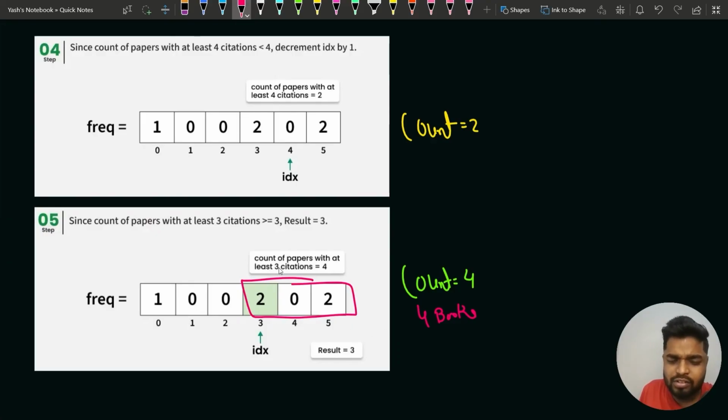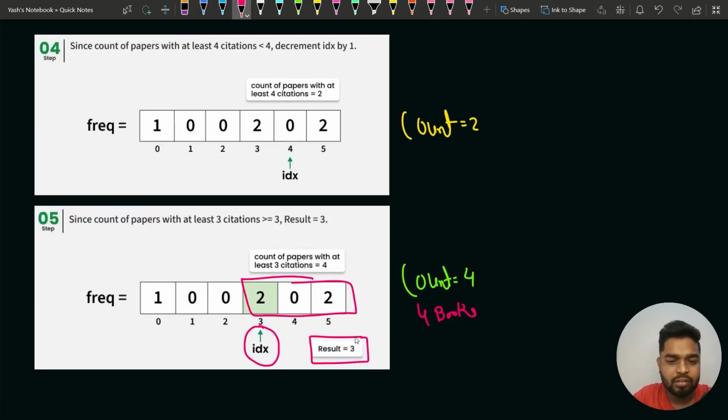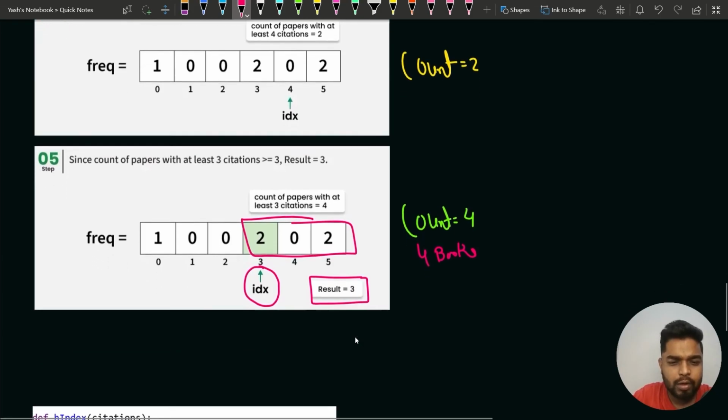So that is where I'll stop, because I want the highest index that satisfied. So this index satisfies my criteria. So that is why my answer would finally be 3 here, and I'll stop my loop here. Okay, so I hope you have understood the criteria for solving this problem. Now let's have a look at the code as well.